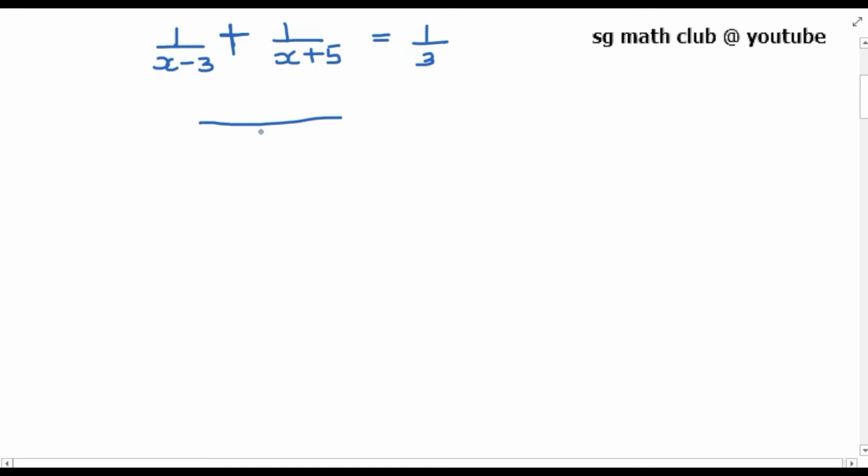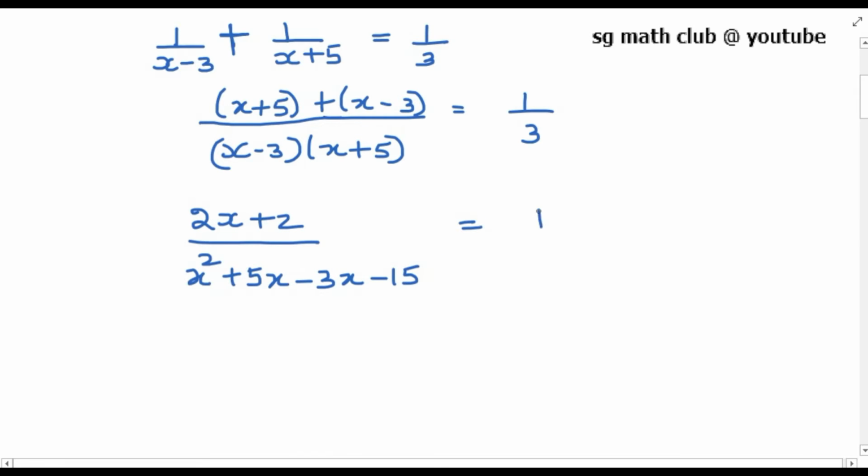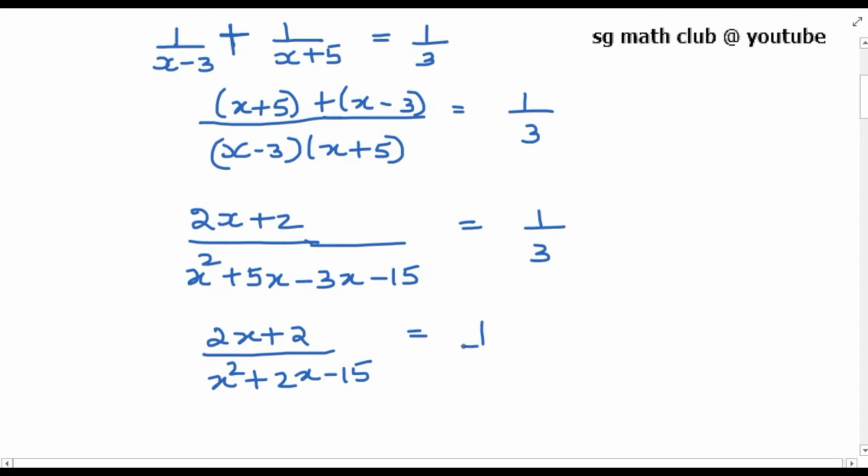Now we need to take the LCM. x minus 3 and x plus 5 is the LCM. So in the numerator we need to write x plus 5 plus x minus 3 equal to 1 by 3. Now we will simplify the numerator first. x plus x is 2x. 5 minus 3 is 2. Again the denominator will be x square plus 5x minus 3x minus 15 equal to 1 by 3. So the numerator is 2x plus 2 divided by x square plus 2x minus 15 equal to 1 by 3.